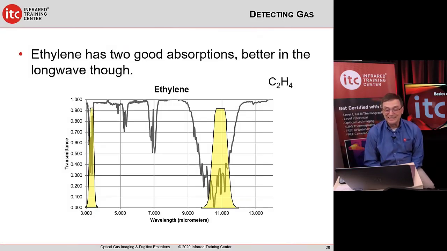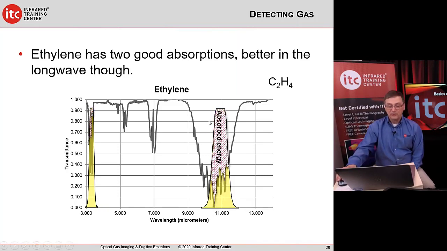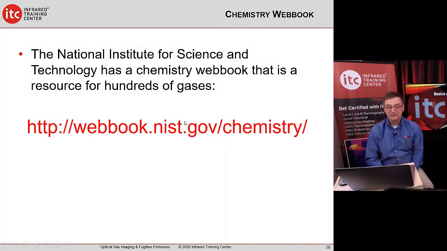CH4 is methane, C2H4 is ethylene, and that has an absorption in the mid-wave and also a big absorption in the long wave. And so you have a choice of either the mid-wave or the long-wave camera to image with. I've always recommended an ethylene plant should get a long wave camera. You'll find smaller leaks than you would with a mid-wave, but it's a matter of choice. And if you want more gases, there's a resource there.